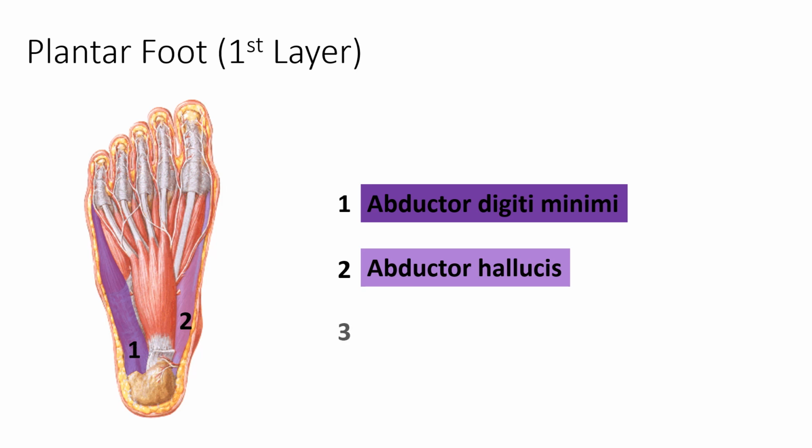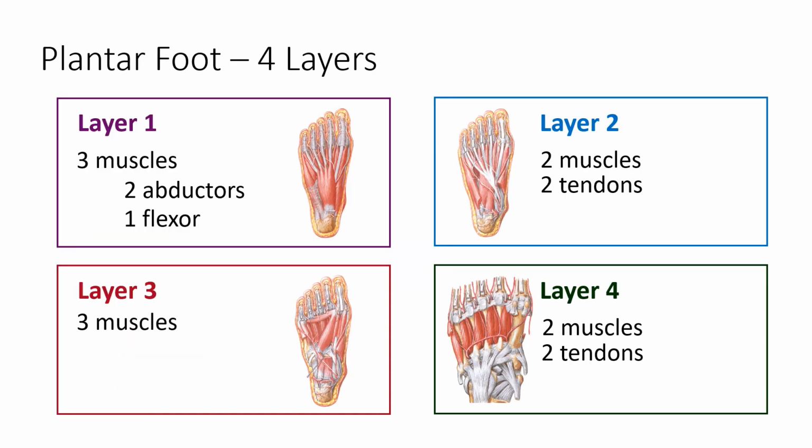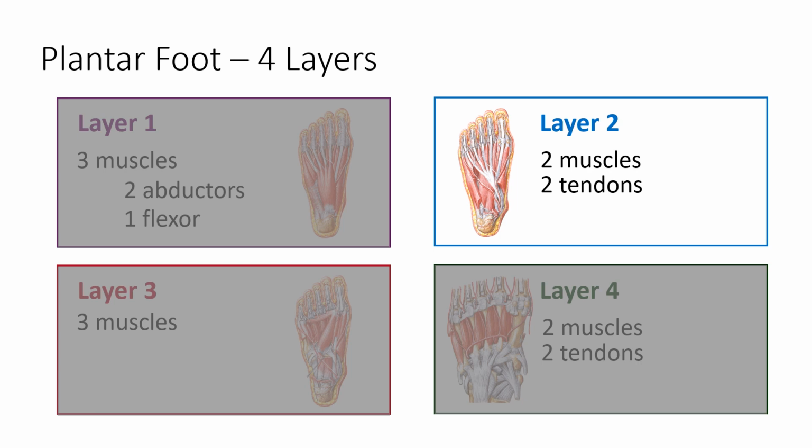Our third muscle is the flexor. So it's our flexor digitorum brevis, which runs dead center, and we can see it pretty easily. It usually has a pretty hefty muscle belly. Now let's move on and talk about the second layer of the foot.